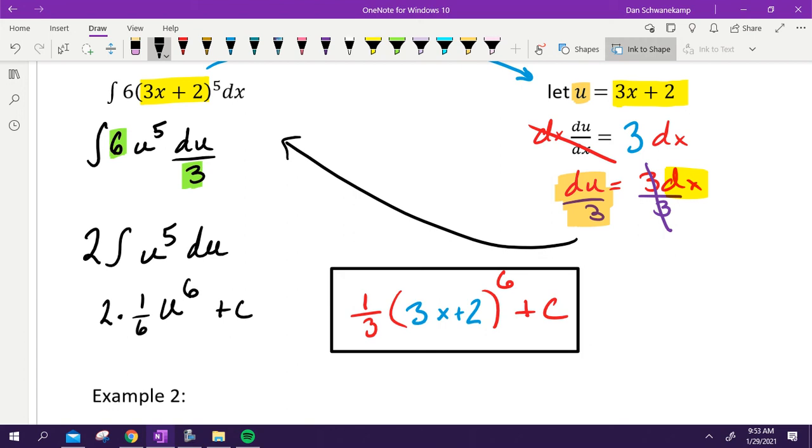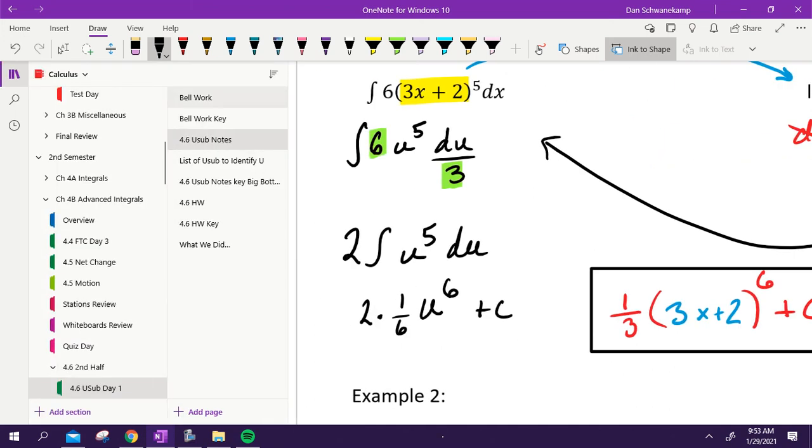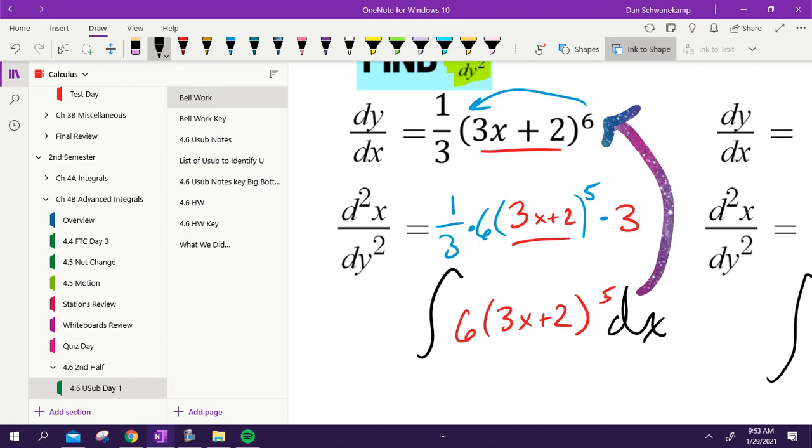It's different, but look at what we did. Look what we started with. Look what we ended with. Let's go back to bell work. Oh yeah, I started with that. I ended with that. It's the same thing. We went from this thing back this direction. That's what we're going to do.